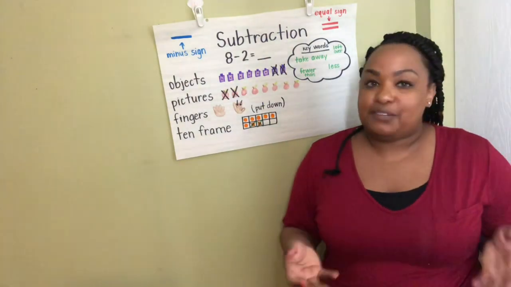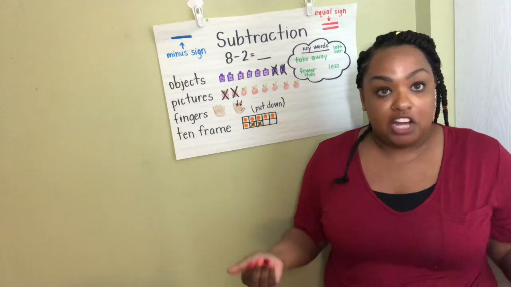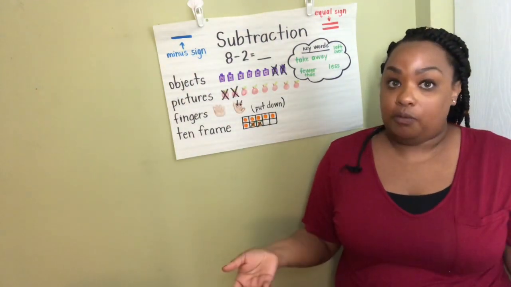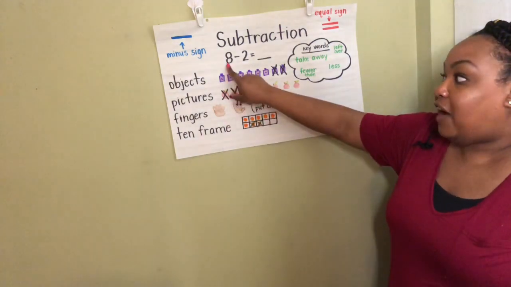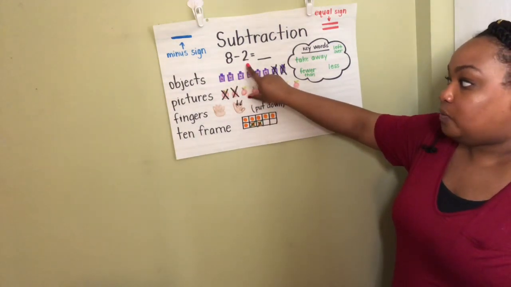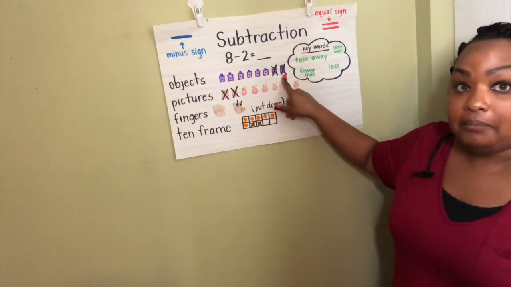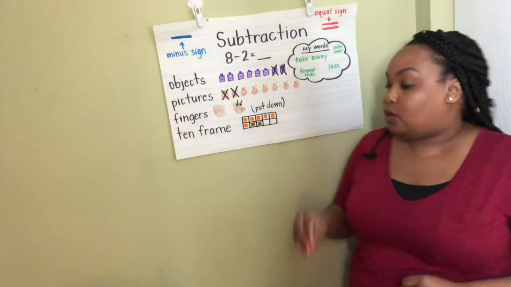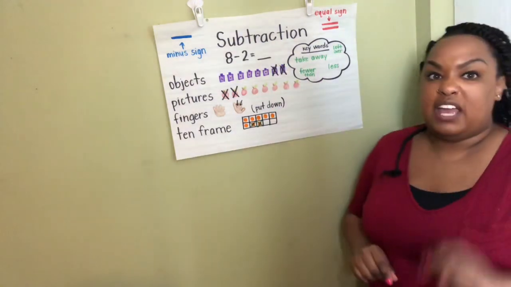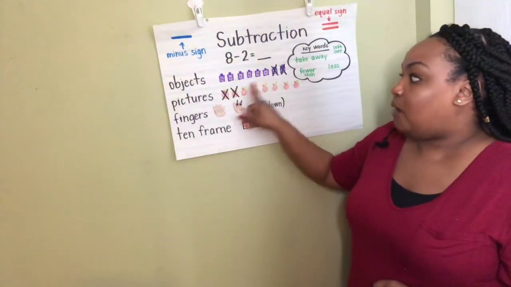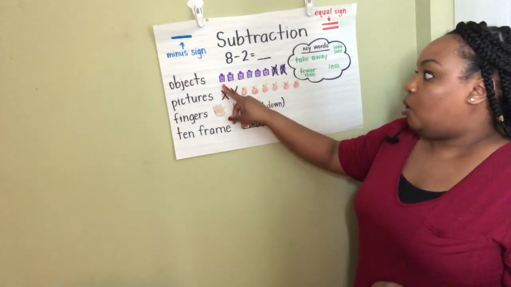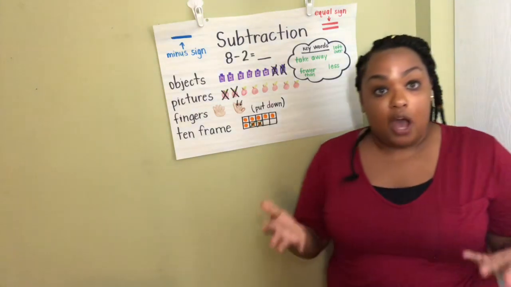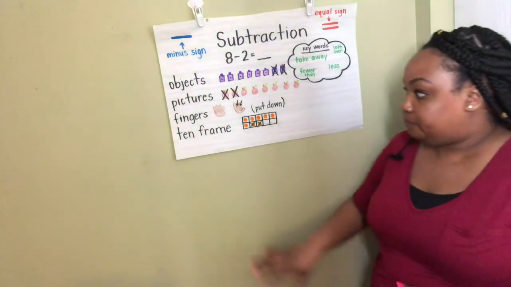Now, we've practiced different ways to solve our subtraction. You could use objects like cubes or blocks to help you solve your problem. So if I have 8 take away 2, I want to get out my 8 blocks, and then the second number tells you how many to take away. So I would need to take away 2. And then I would count what is left over. 1, 2, 3, 4, 5, 6. So you could use objects to help you with your subtraction.